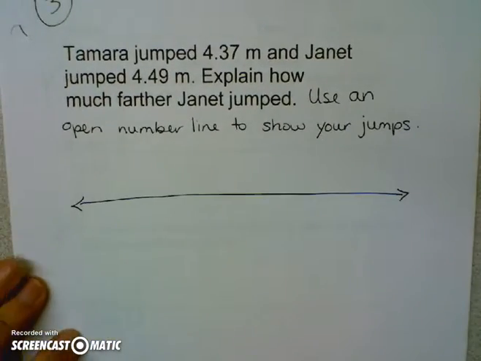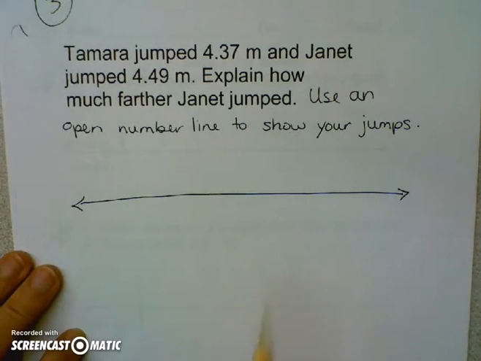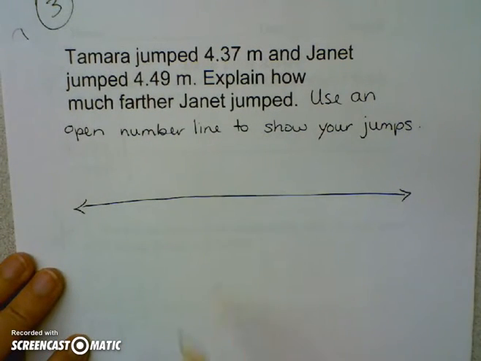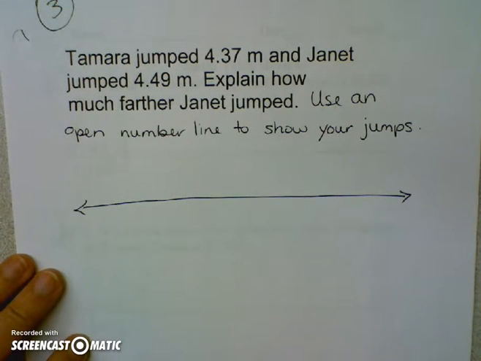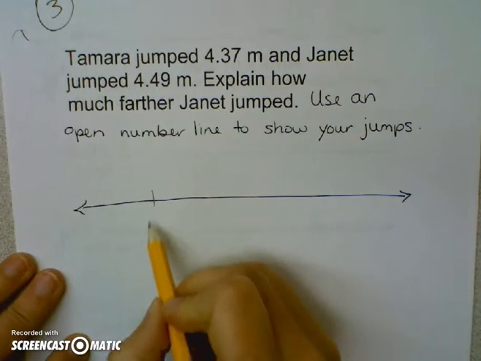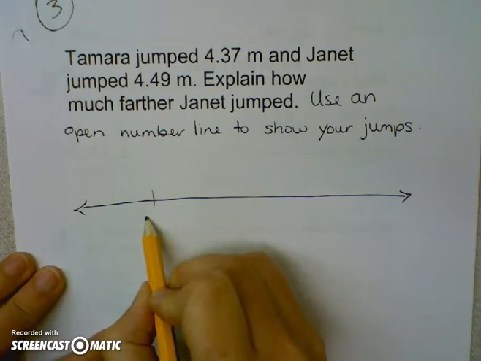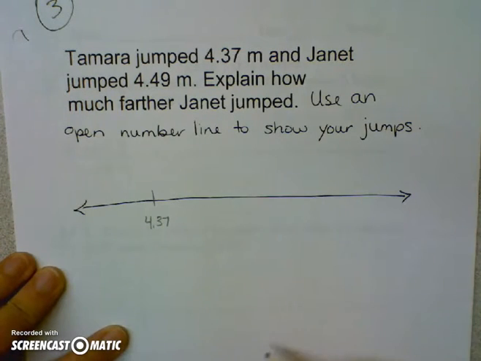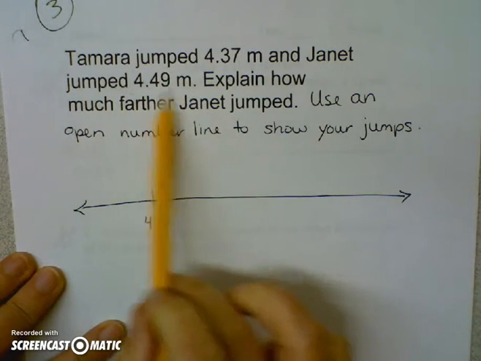Station number 3, Tamara jumped 4.37 meters, Janet jumped 4.49 meters. Explain how much farther Janet jumped. Use an open number line to show your jumps. So I am going to start off with 4.37, and I know that I need to jump to 4.49.